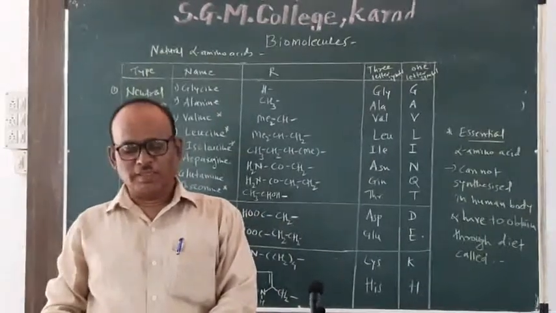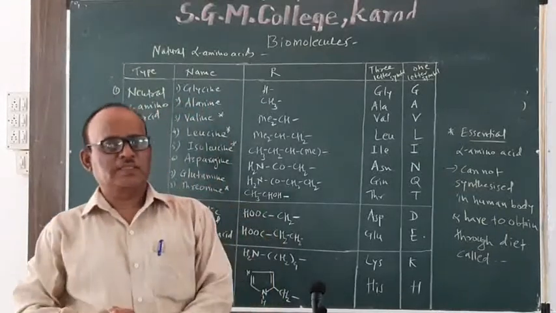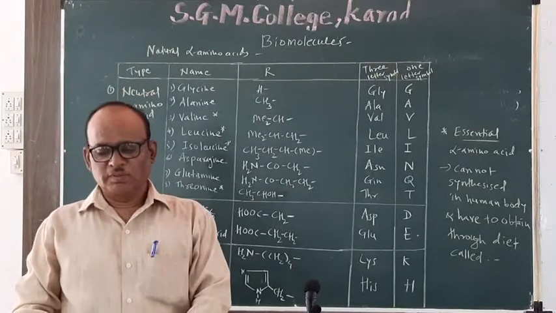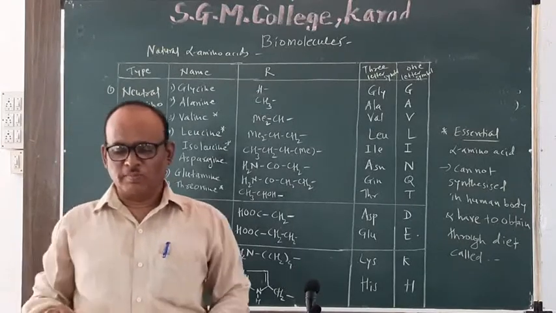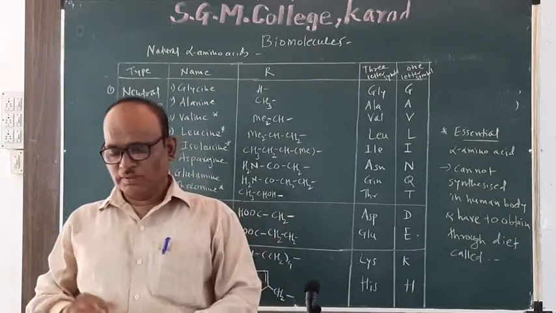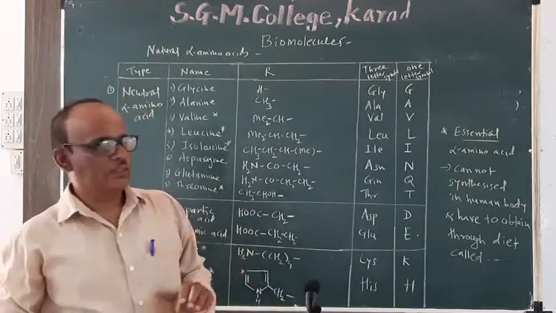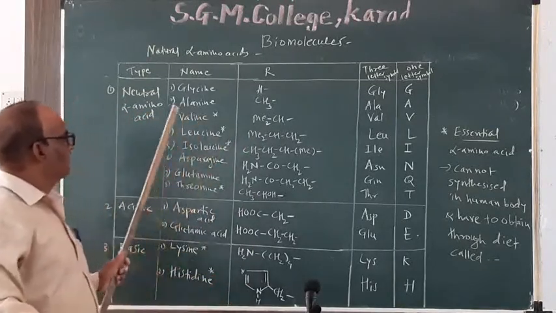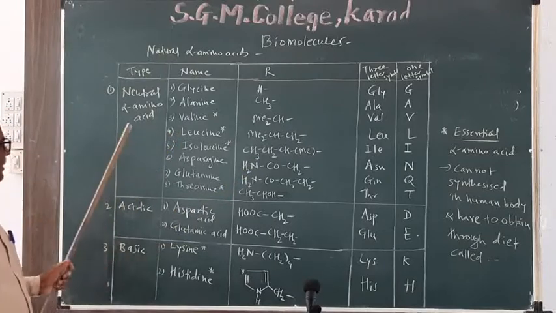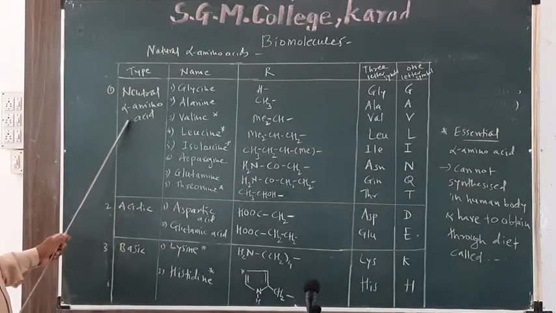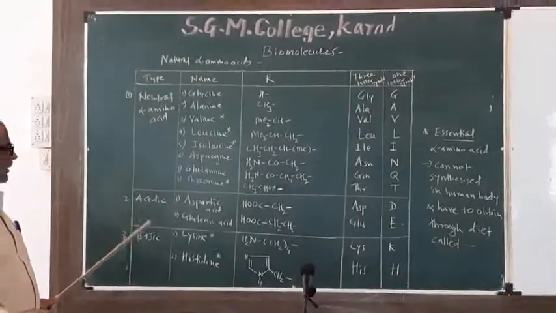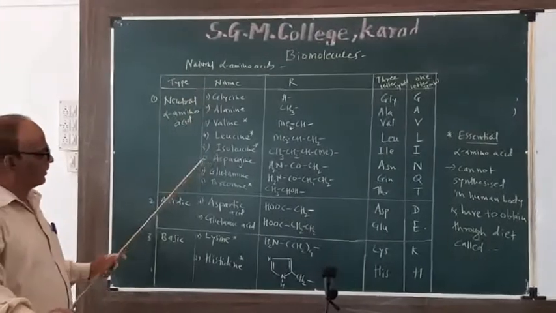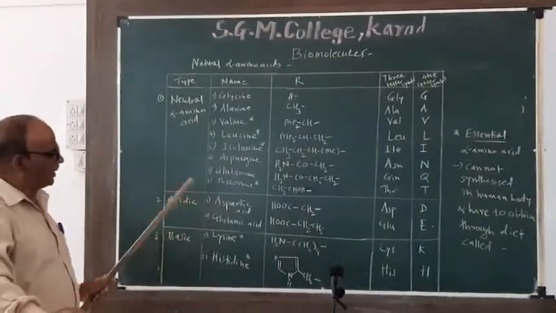And the third type is neutral alpha amino acids. Neutral means they contain the same number of acidic and amino groups. So these are the three types of alpha amino acids. Then we have to study what is the R in these alpha amino acids. On this board there is one chart. It shows the three types of alpha amino acids, that is neutral, acidic and basic, and we have taken some examples of each.